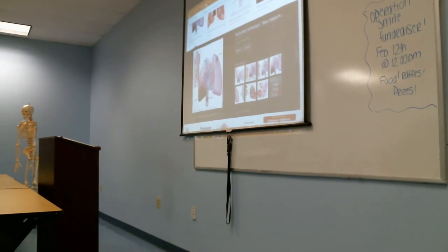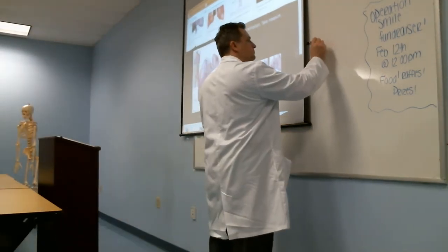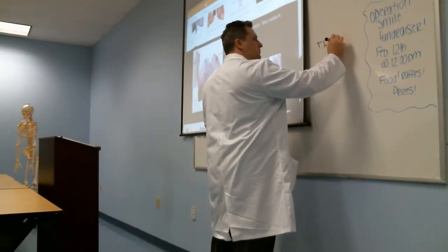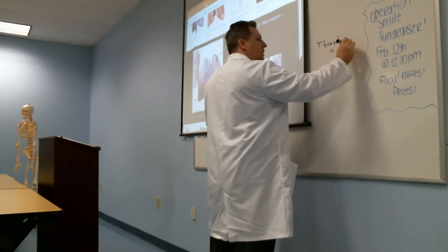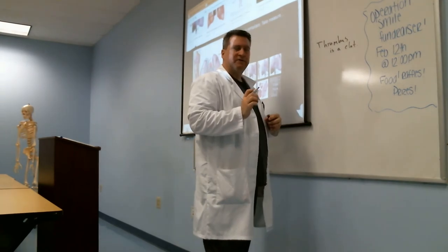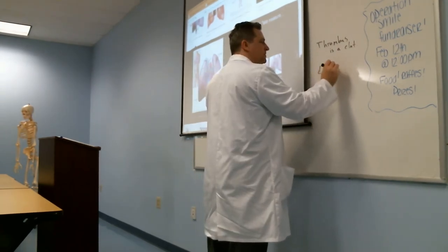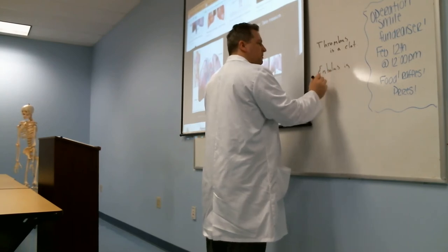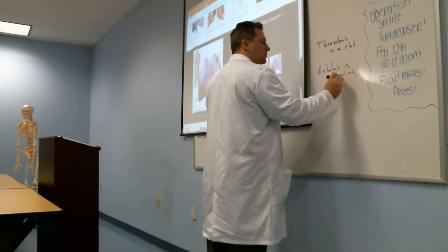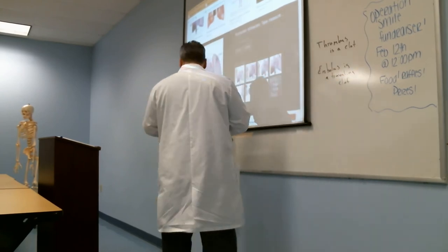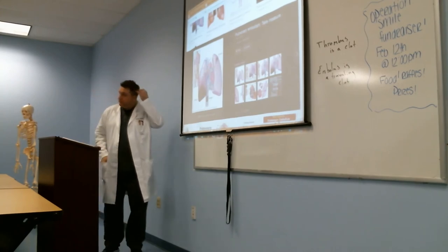Things to remember. A thrombus is a clot, stationary. An embolus is a traveling clot. A thrombus is a stationary clot.